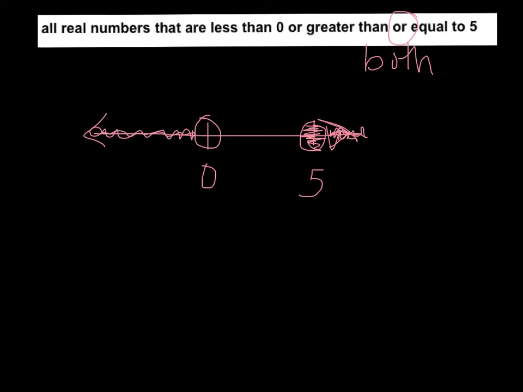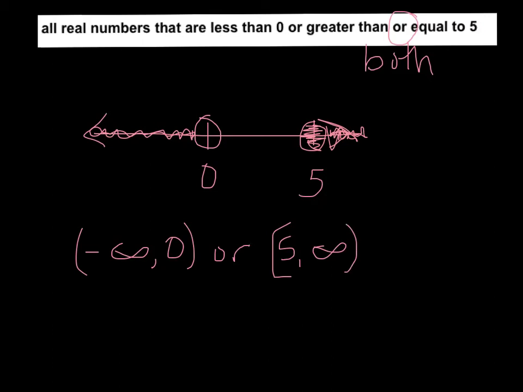Now interval notation, we're going from negative infinity to 0. All right, and we have parentheses on both of those. Or 5 to positive infinity. 5 is equal, so we're going to go ahead and do the bracket, and infinity has parentheses.